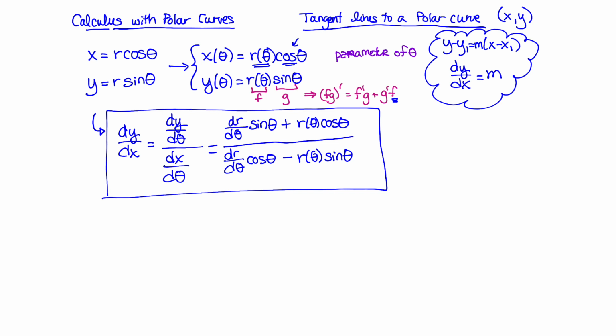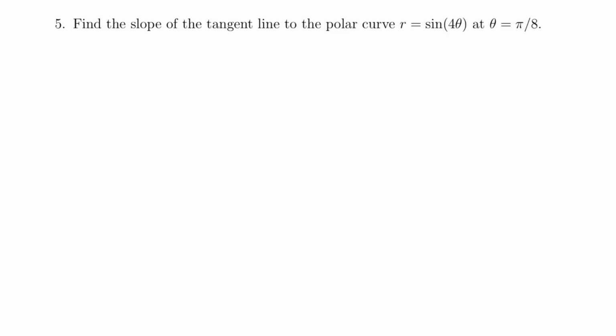Yeah, Kyle. Would we ever have to find the second derivative for this? Here we go. Find the slope of the tangent line to the polar curve r equals sine 4 theta at theta equals pi over 8.